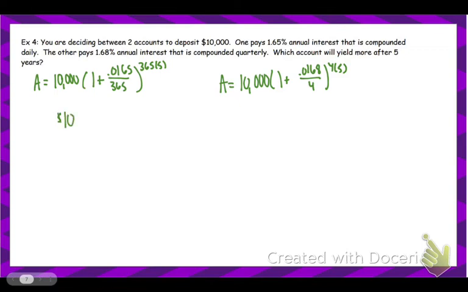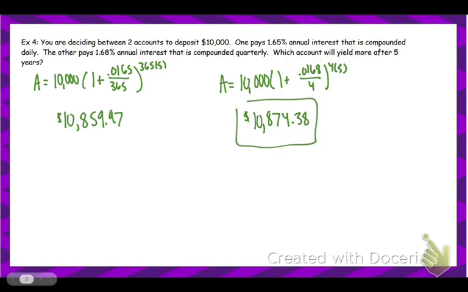So option 1, even though it's compounded more frequently, that's $10,859.97. Option number 2, it's going to be $10,874.38. So even though the first one was compounded more frequently, the bigger interest rate made a bigger difference and gave us more money. Okay, so again, compounding is something to consider, but a lot of times that bigger interest rate can make a bigger difference.